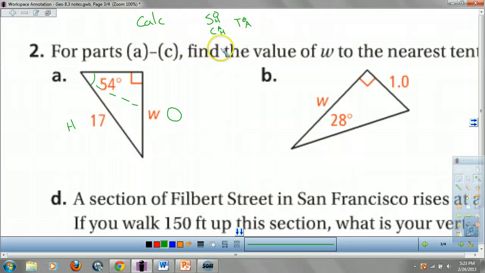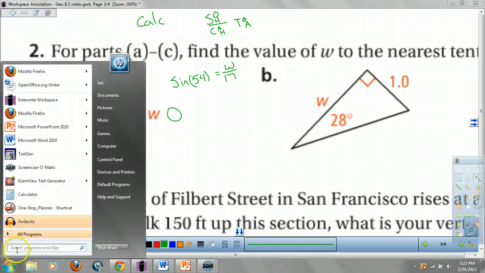Which one has an O and an H? Well, sine does. So to set this up, I say sine of 54, because that's my angle, equals my opposite, which was W, over 17. Now when you plug in sine of 54, you're going to get a number out of your calculator.